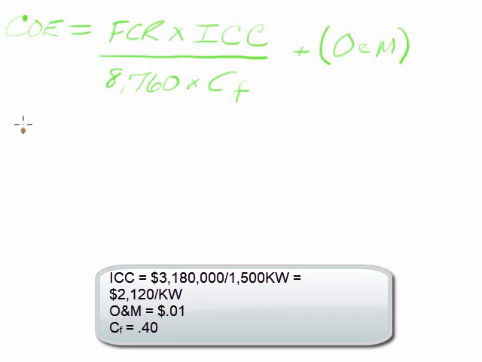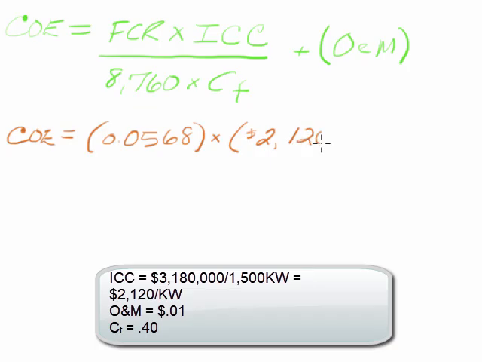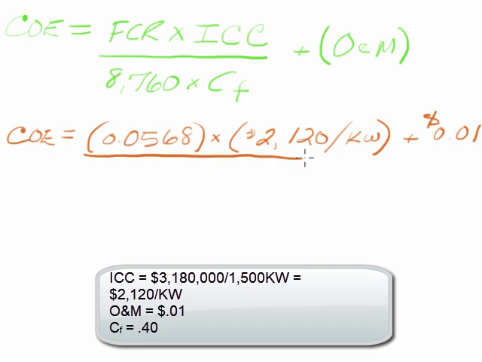We'll now go to the second page. So we'll have cost of electricity at the fixed charge rate we just determined at 5.68% times the initial capital cost per kilowatt of $2,120 per kilowatt plus the O&M cost of 1 cent per kilowatt hour. We'll take those values and divide it by 8,760 hours in a year times the capacity factor and come up with the fixed component, which will be the first group of numbers.